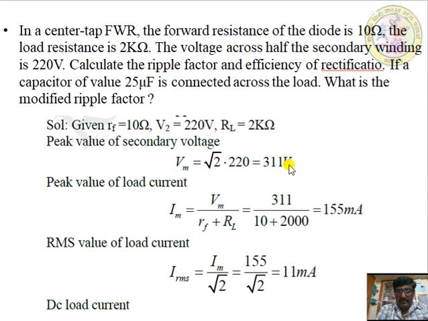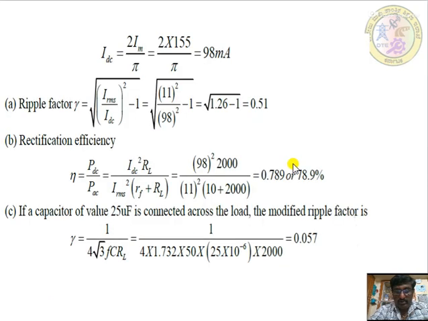311 divided by 10 plus 2000 is equal to 155 milliamps, and the RMS value of the load current IRMS is equal to Im by root 2, that is 155 divided by root 2, which is equal to 11 milliamps. The DC load current is given by IDC is equal to 2 Im by pi. So 2 into Im value, calculated as 155 divided by pi, is 98 milliamps.